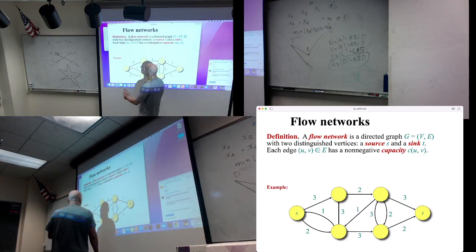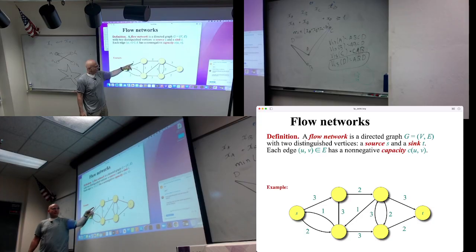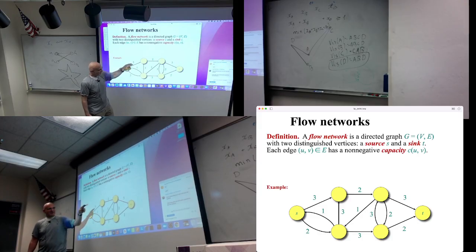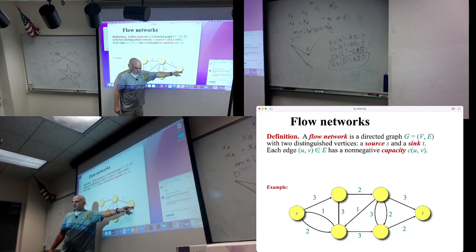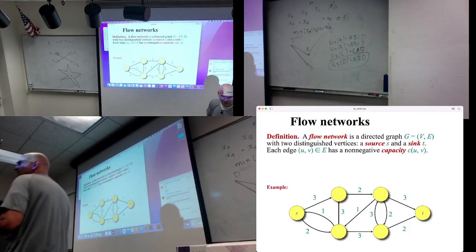So first, what is a network? It's a graph, a directed graph, where every edge has some capacity. And in addition, I have two special vertices, the source and the sink. The sink is denoted by T because S is taken. So it's the source and the sink.